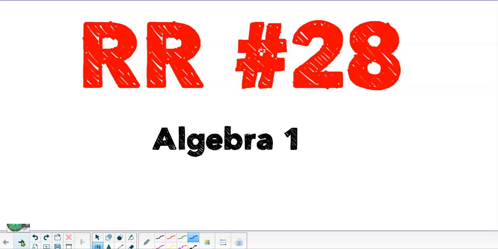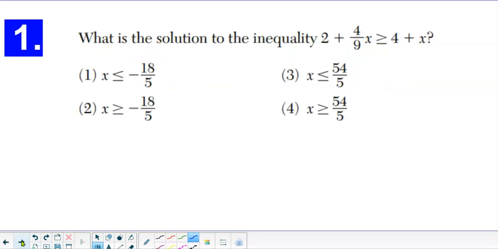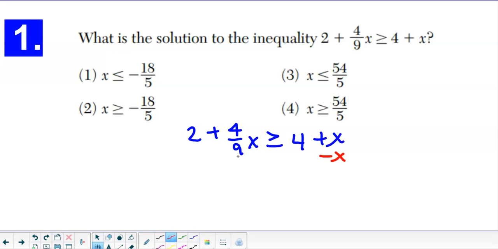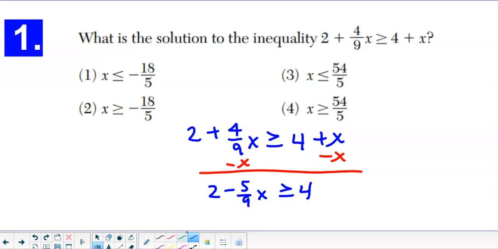Regents Review number 28. When solving an inequality, you use the same inverse operations as when you solve an equation. So we're going to subtract x from both sides here, leaving us with 2 minus 5/9 x is greater than or equal to 4.